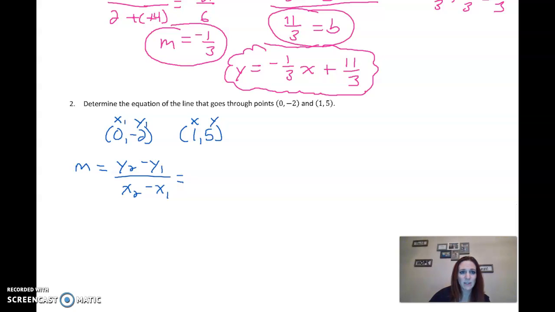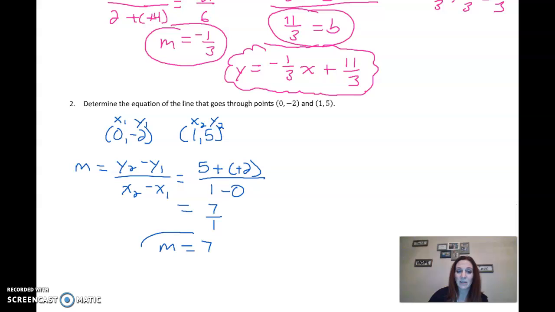Identify (0, -2) as your first point and (1, 5) as your second point. Plug things in. My y2 is 5 minus my y1, which is negative 2, over my x2, which is 1, minus my x1, which is 0. Keep, change, change. That works out to be 7 over, well, 1 minus 0 is 1. So my slope is 7.